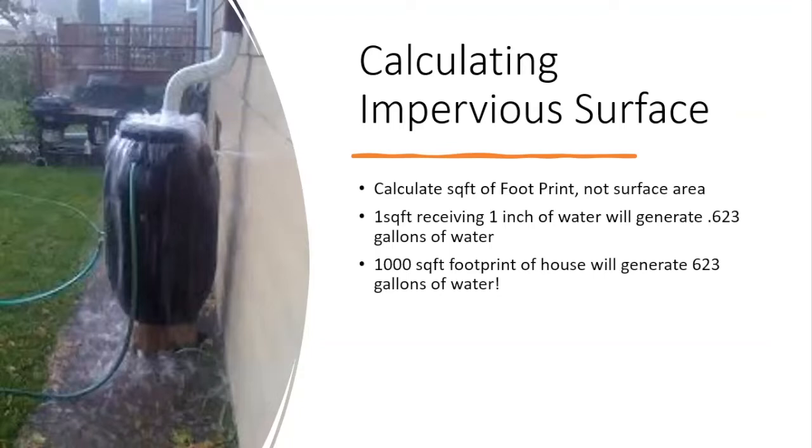And if you're not thinking about your relationship of impervious surface to your capacity of your system, you might run into trouble. You might run into an overflowing barrel, end up with more water around the foundation of your house than you would like. So the capacity consideration is really important.